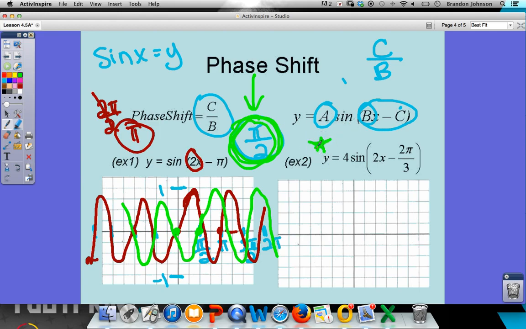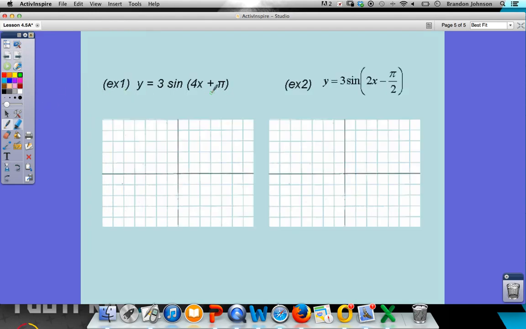Also, you want a challenge? Try this one over here on the right side. Notice that there's all 3. We have amplitude, we have period, and then we finally have phase shift. We'll put it as PS right now. All right, last but not least, let's look at this one real quick. What's our amplitude? Yep, it's 3, so it's going to go up 3 and down 3.